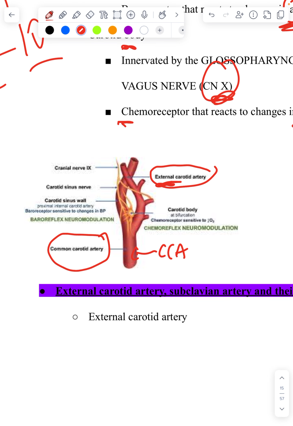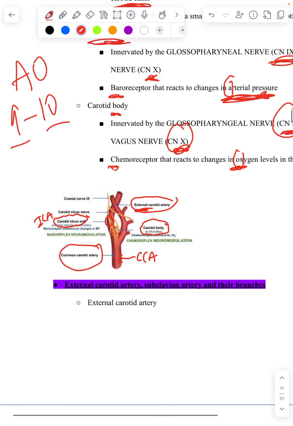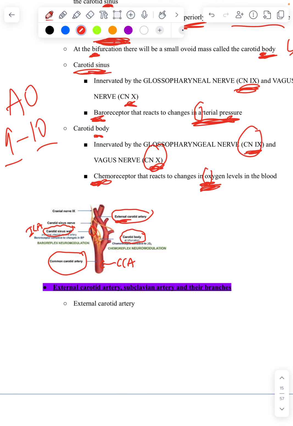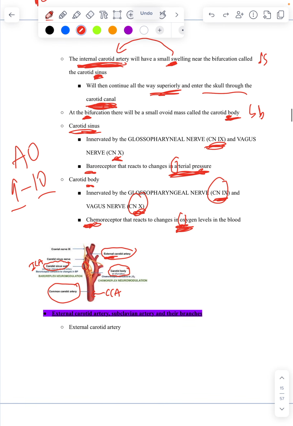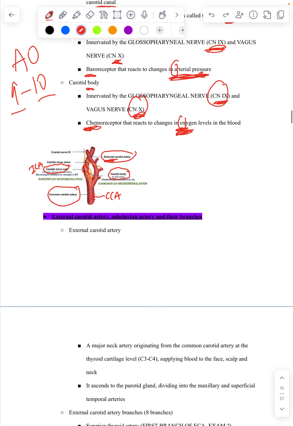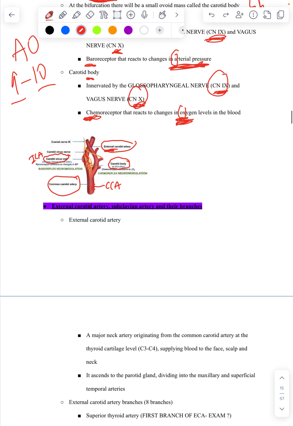So the sinus, S swelling, S sinus, is on the internal carotid artery. But the body is at the bifurcation, B for body. So it's not for either one of them, but it's where it splits. So hopefully this makes sense. And then chemo, chemical, oxygen, baroreceptor. You can remember like blood changes, so arterial pressure, like blood pressure stuff. Okay, hopefully that helped. So AO, that girl is a 9 or that girl's a 10, whatever.